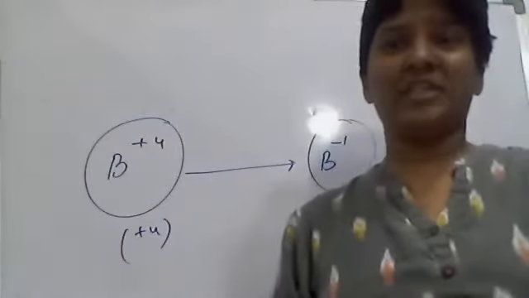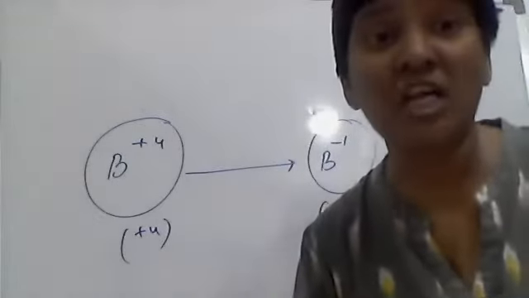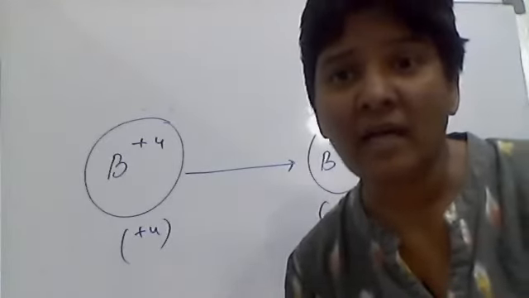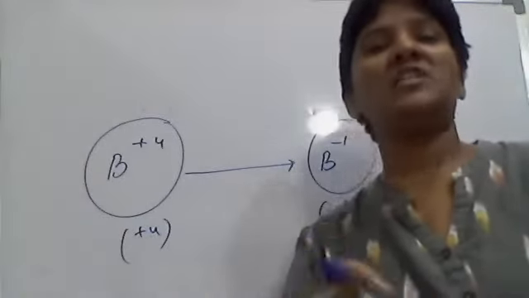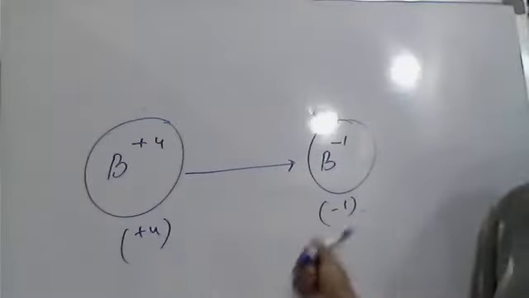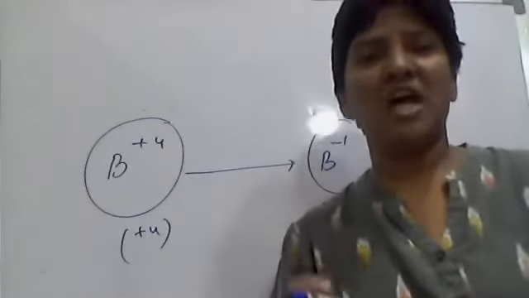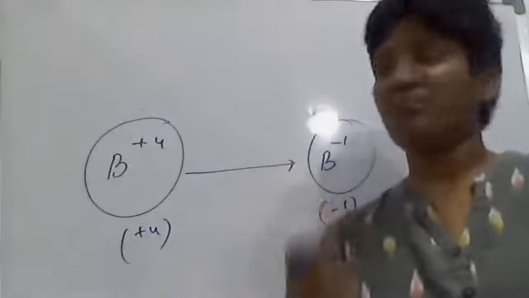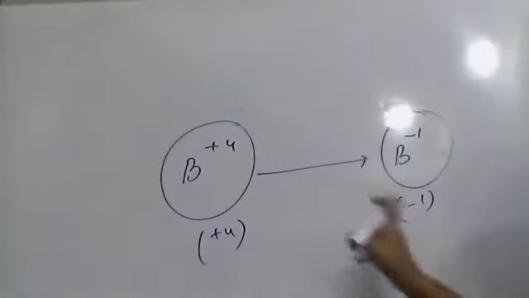Now if you want to balance the charge, you have to balance the charge by only and only adding electrons. You have to add electrons to balance the charge or equation. So where do you have to add electrons, at +4 or -1? Simple. Chemistry means play of electrons. So you have to balance the charge or equation by adding electrons where the positive charge is more. So at this side, +4 is more positive than -1.